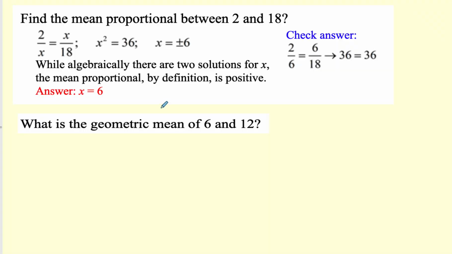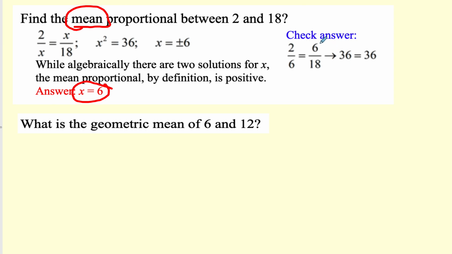Let's go ahead and do a problem. Let's find the mean proportional between 2 and 18. Okay, mean proportional means the two mean values are exactly the same and we're looking for them, so we're going to call them x. And then we're going to cross multiply. That will be x squared is equal to 36. Take the square root of both sides, that's plus or minus 6. But you only want the positive value for the mean proportional. So the answer is 6.